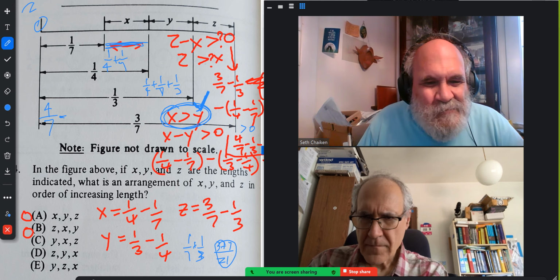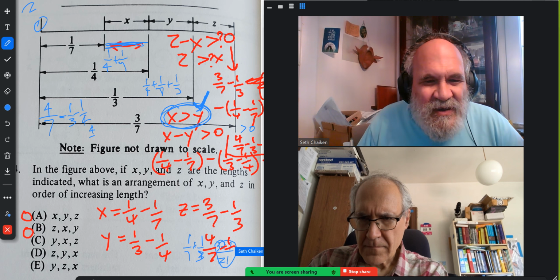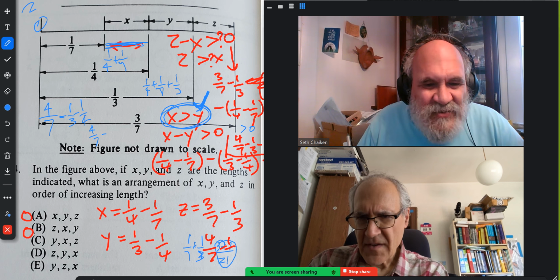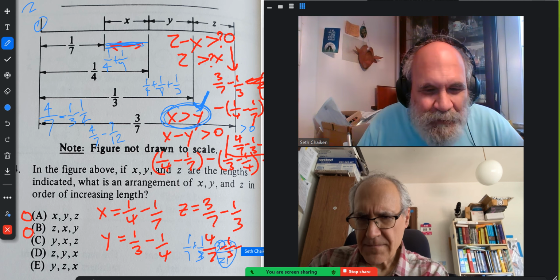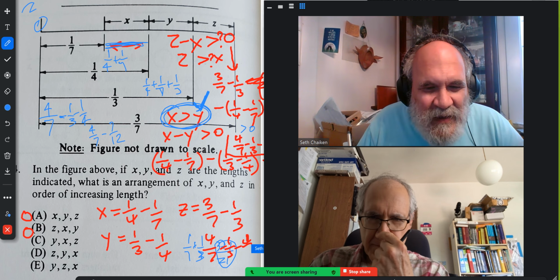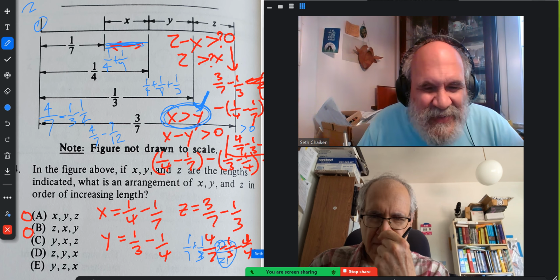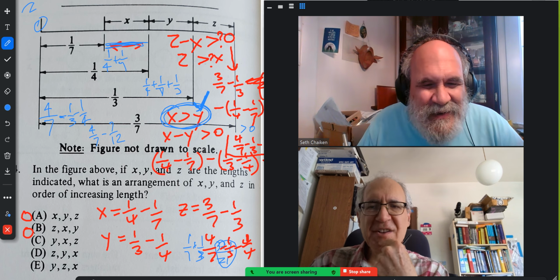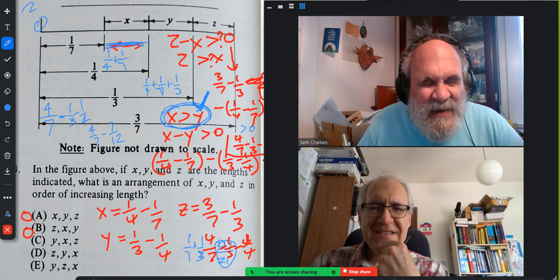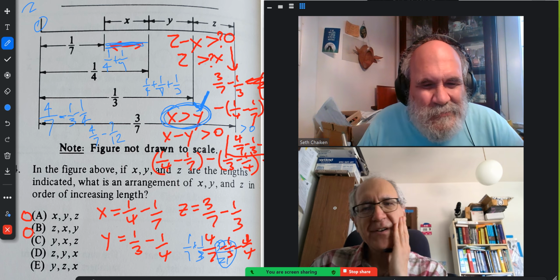I hate this. 4/7 minus 1/3 minus 1/4. That's 7/12. Is that positive? That's 7/12. 7/12 is a little bit over a half. 4/7 is also a little over a half.